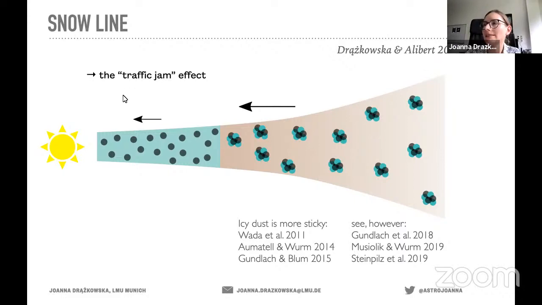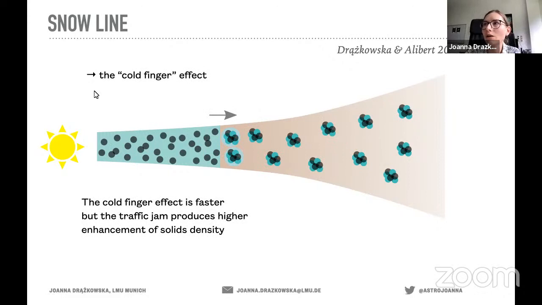And that's still not it, because there is another effect that helps us, which is called the cold finger effect. And it basically relies on the outward diffusion of the water vapor that is delivered, right, by the water-rich aggregates. And then the water vapor from inside of the snowline is diffusing outwards, and it's recondensing on the dust aggregates that are just outside of the water snowline. So we get another bump of the solids abundance just outside of the water snowline.